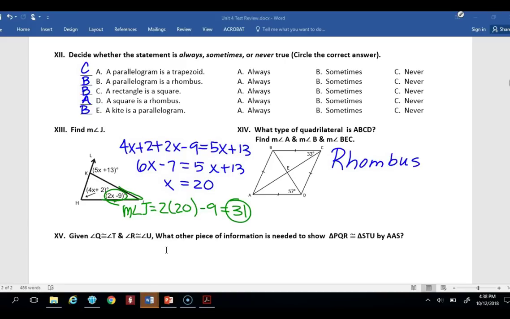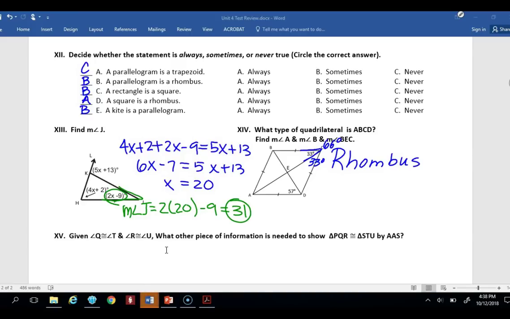Then it asked me to find the measure of angle A, angle B, and BEC. First of all, one of the rules with respect to a rhombus is that the diagonals bisect the angles. So that means if this part up here is 33, then this part right here is 33, and I could add those 2 together to get C. So C would be 66.